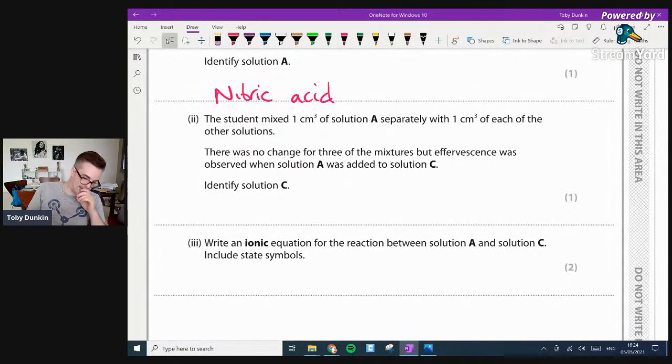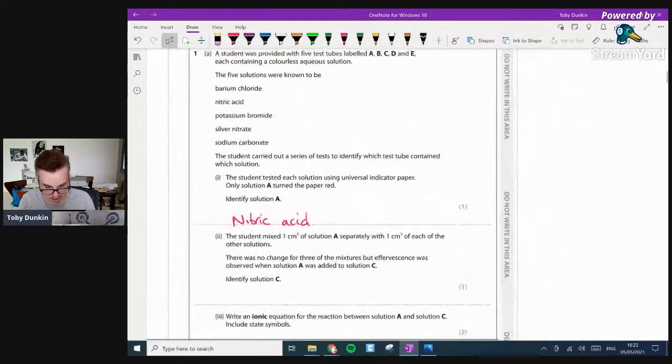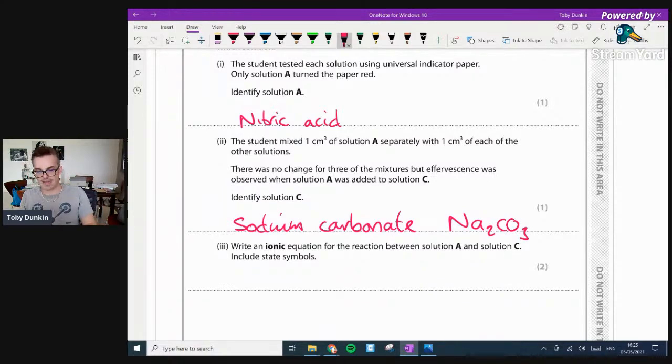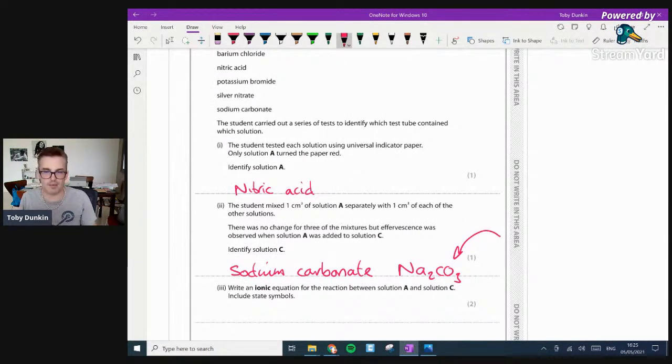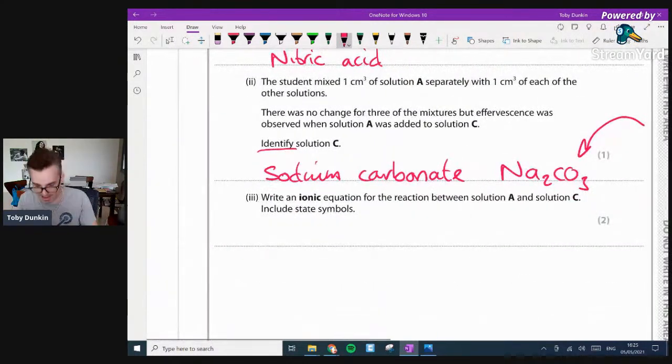Next, a student mixed 1 cm³ of solution A separately with 1 cm³ of each of the other solutions. There was no change for 3 of the mixtures, but effervescence was observed when solution A was added to C. So we know that nitric acid is A. So therefore, C must be a carbonate of some variety, so sodium carbonate. So just a quick mention, it does say identify. You would be allowed to do either formulae or the name, but just be aware that if you decide to flip over to the formula, please make sure you're giving the correct one. If you put the incorrect formula, they'll sting you. The word identify with Edexcel means you can give name or formula. If it says name, you must give the name. If it says give the formula, you're giving the formula. So just be aware of it.